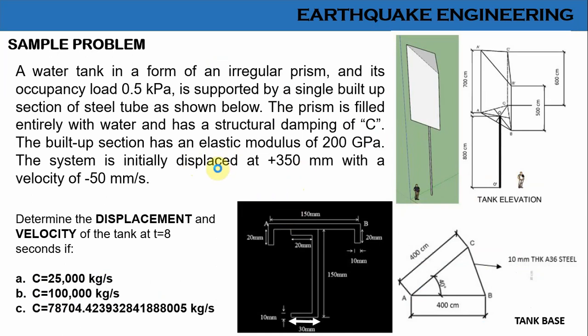Now, after that, we need to check the system. We store the mass and stiffness using letter A. If C is equal to 25,000 kg per second. Now, that was the process for mass and stiffness alone, no?